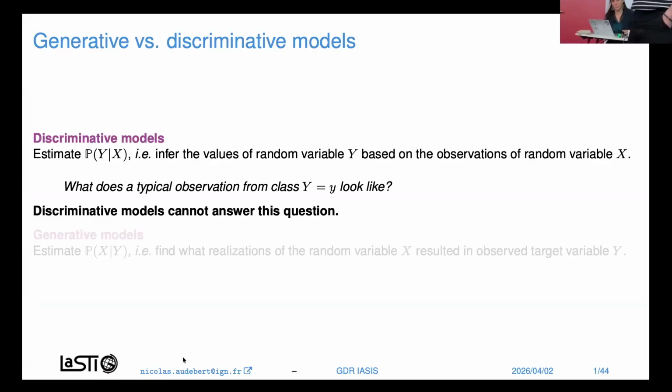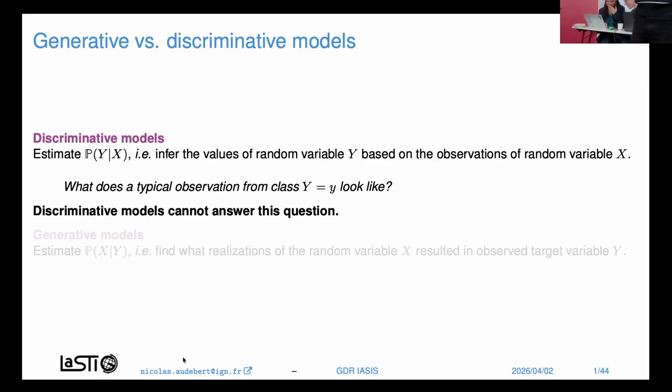So as far as I've seen in the program, most presentations will be on discriminative models. So models that try to predict the value of some random variable y based on the observations of a random variable x, which is nice. That's the way most people do it. So we're focusing on the conditional distribution of y knowing x.